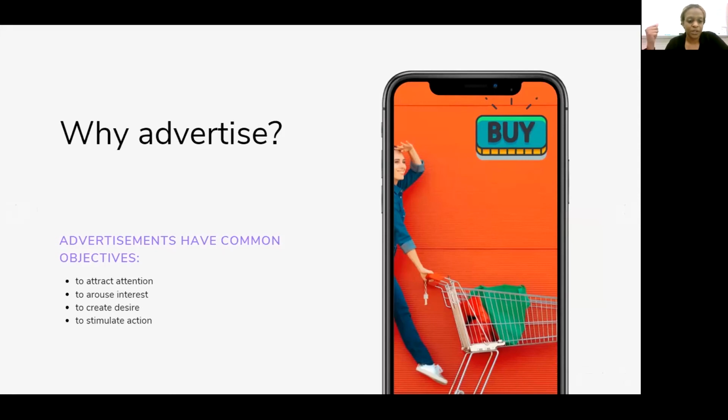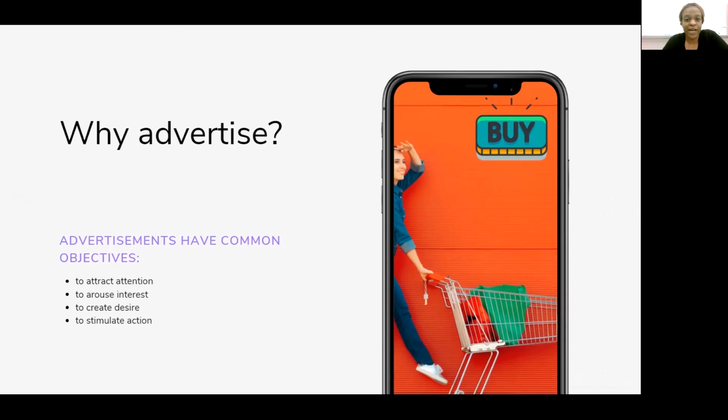at it. Two is to arouse interest. So you want people to not only stop and look at it, you want them to want to find out more about it. Three, to create desire. So not only do you want them to know more about it, you also want them to want whatever it is that you're selling, or want whatever benefits that they will get from what you're selling.